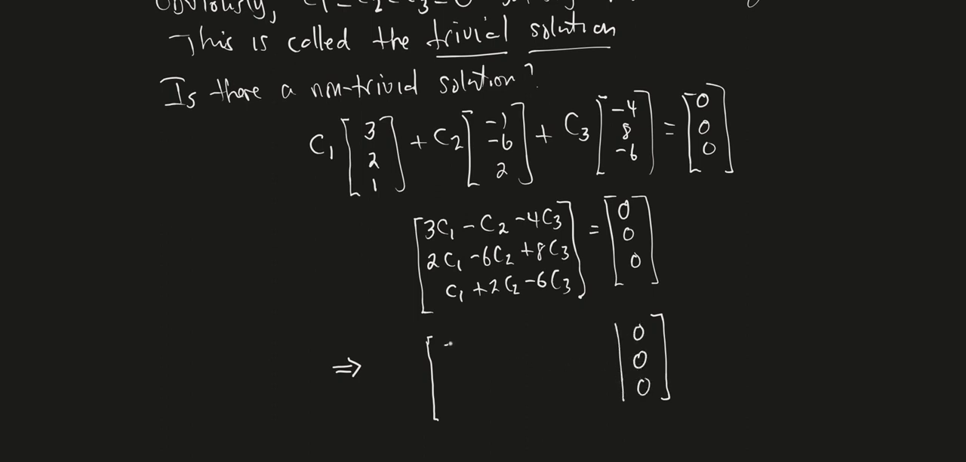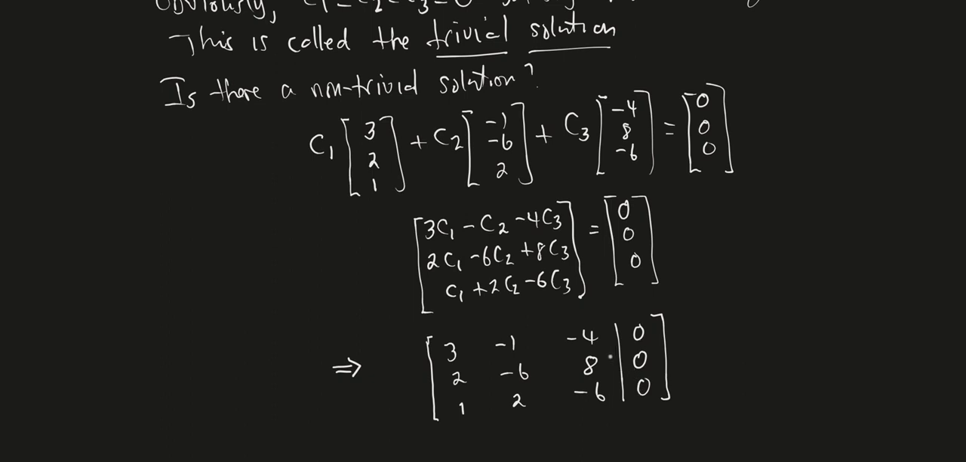My coefficients are 3, -1, -4, then 2, -6, and 8, and then 1, 2, -6. Notice what we did: our 3 original vectors just end up being the columns of the coefficients. And the vector, our 0, 0, 0 wish, just ends up being where our b's normally end up.